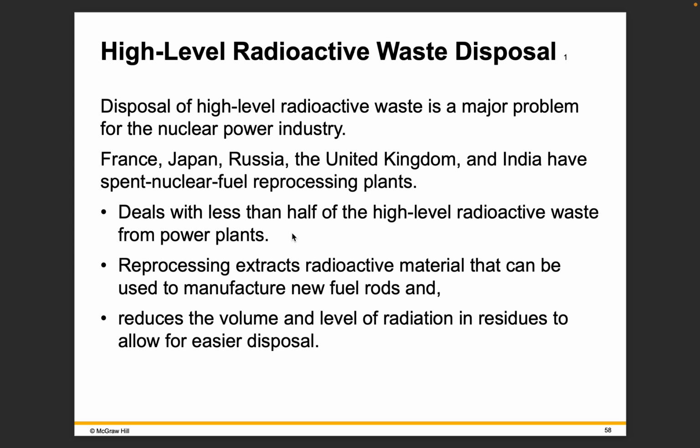Disposal of high-level radioactive waste is a major problem from the nuclear power industry. France, Japan, Russia, the UK, and India have spent nuclear fuel reprocessing plants. This deals with less than half of the high-level radioactive waste from power plants, and the reprocessing extracts radioactive material that can be used to manufacture new fuel rods. It reduces the volume and level of radiation and residues to allow for easier disposal.